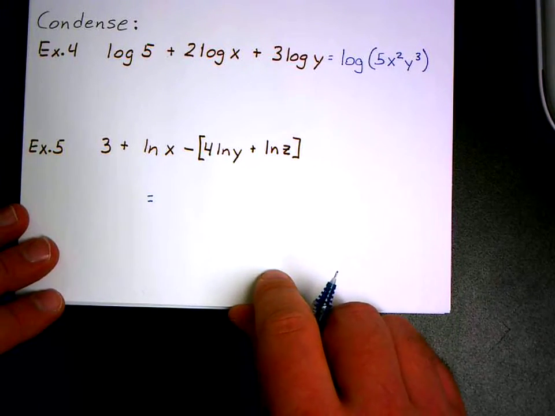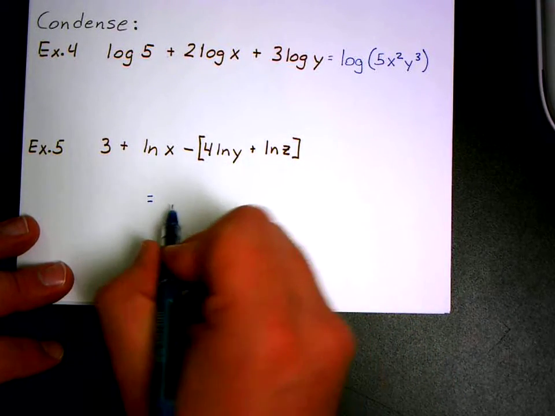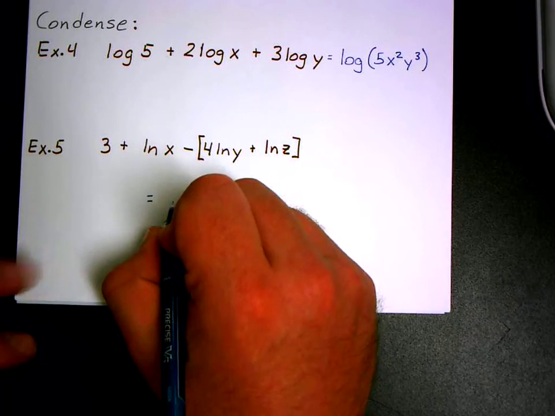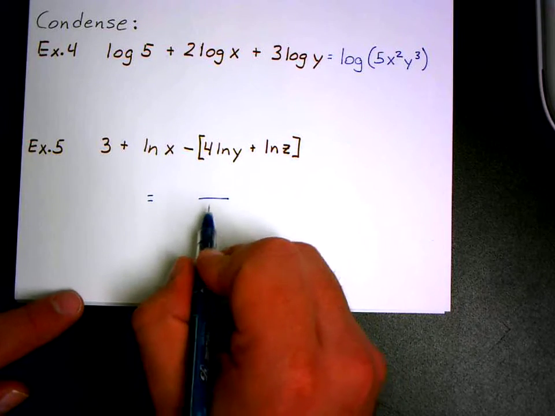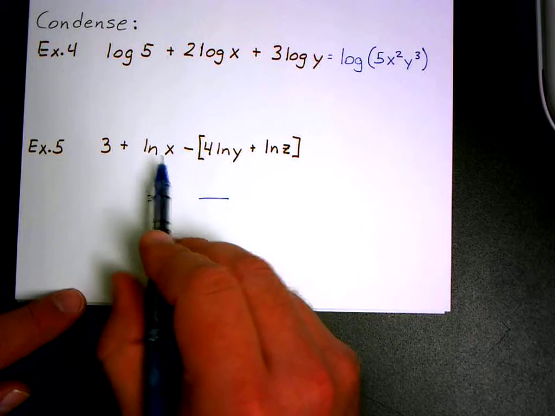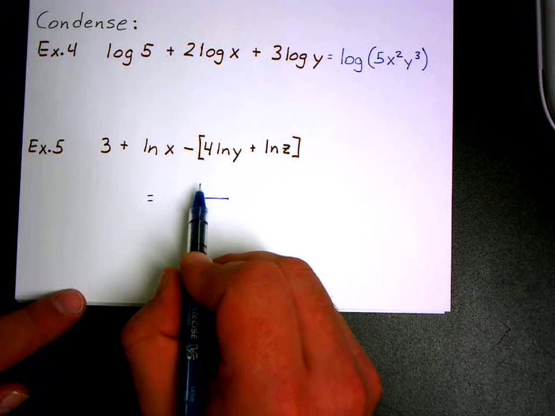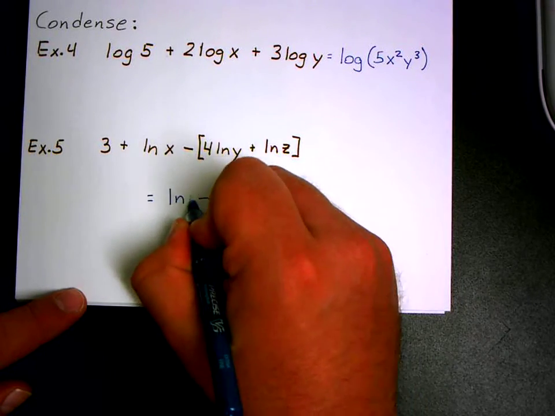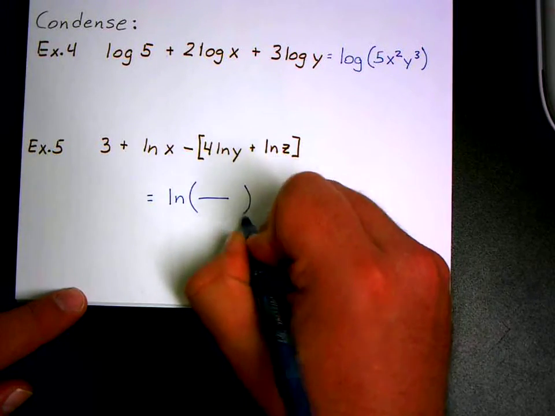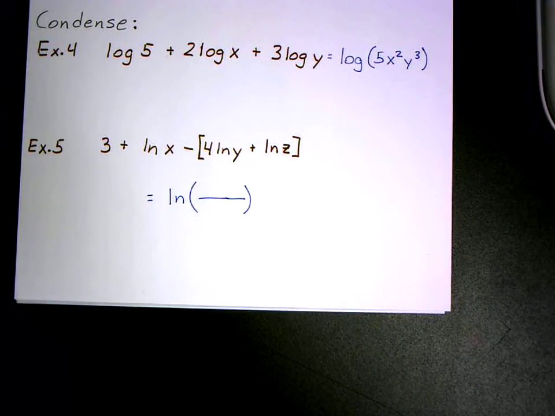Okay, for example 5, this is where I usually see the mistake. The mistake I usually see is whenever there's division, there's a tendency to put two LNs in here. They put an LN on the top and an LN on the bottom. When we're condensing, there should only be one LN in your answer. Now, since I have a minus sign, I'm going to have a division in here. I have the stuff in front of the minus sign, which will go on top, and the stuff behind the minus sign, which will go on the bottom.